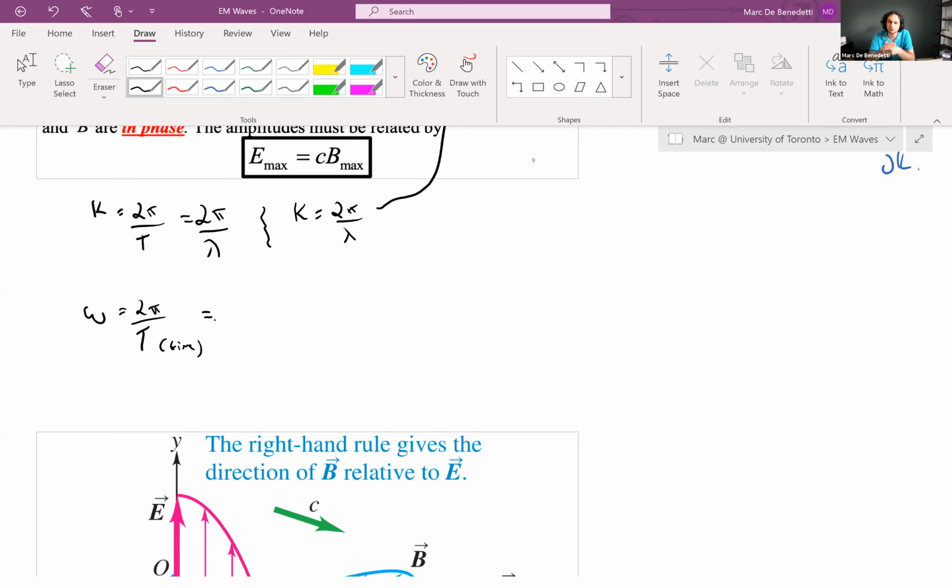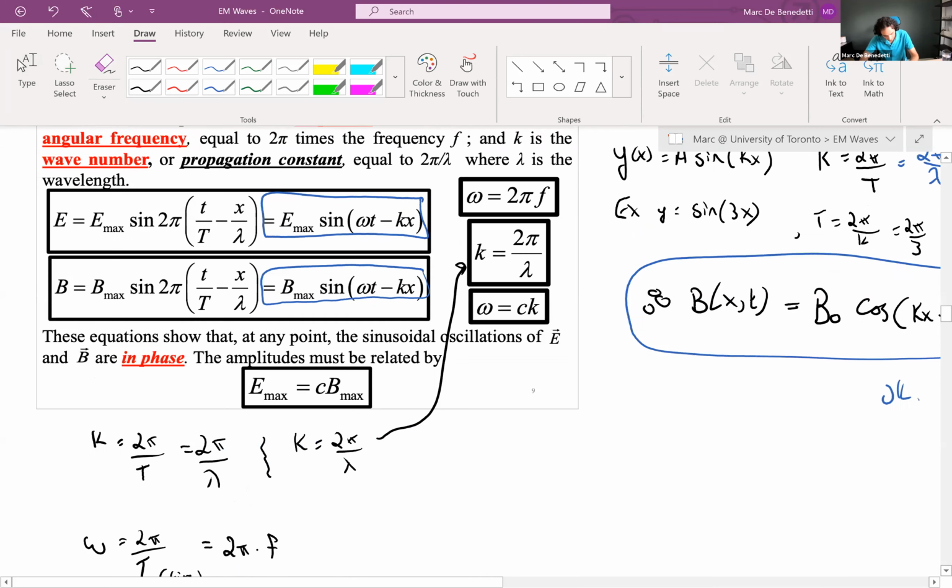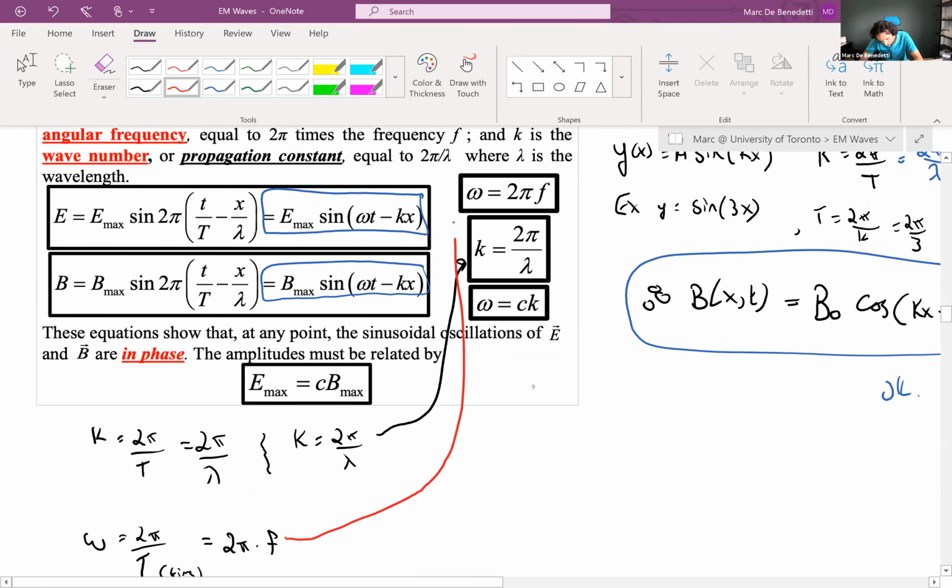The other thing is we don't really look at periods of waves. We look at the frequency of the waves. And we know frequency and period are inverses of one another. So we can actually say this is 2 pi times the frequency, because 1 over period is also frequency. And that is where this comes from. And this is a relationship between omega and k.